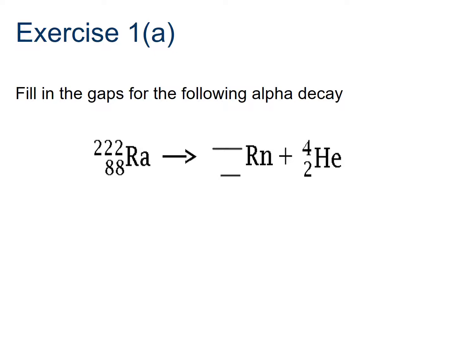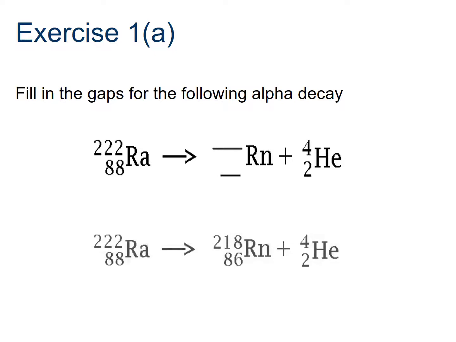So here's an example: radium-222 decaying into an isotope of radon by alpha decay. The 2 missing numbers there must add up either side of the arrow with the numbers for helium to balance the equation on the left hand side. So if we look at how this pans out, we can see that the mass number for the radon isotope must be 218, since 218 plus 4 equals 222, and the proton number, or the atomic number at the bottom, must be 86, because 86 plus 2 is equal to 88.